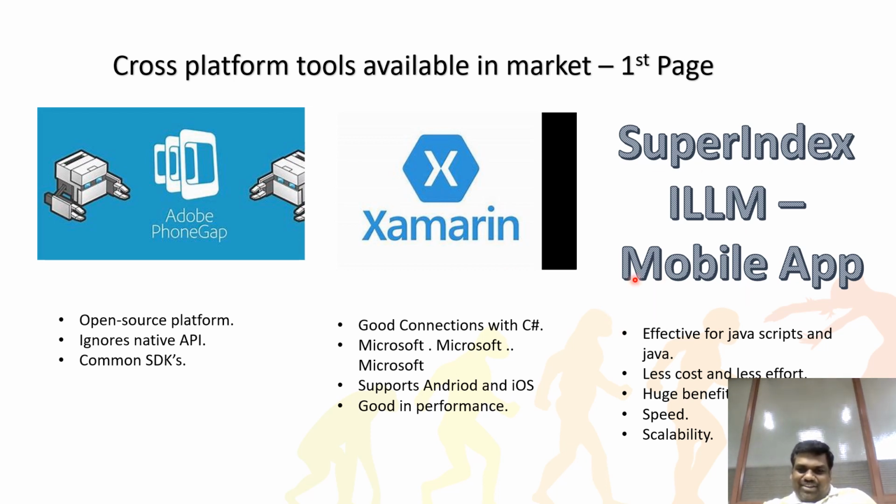In between, I want to introduce the Super Index mobile app. That is ILLM, which I already mentioned, Indian Linguistic Language Module. This is effective for JavaScript and Java. I have written a lot of innovative code which reduces the amount of JavaScript. It's not about minification, not client rendering minification. I'm talking about writing JavaScript in a smart way so that the usage of the mobile is efficient. In India, this is very important.